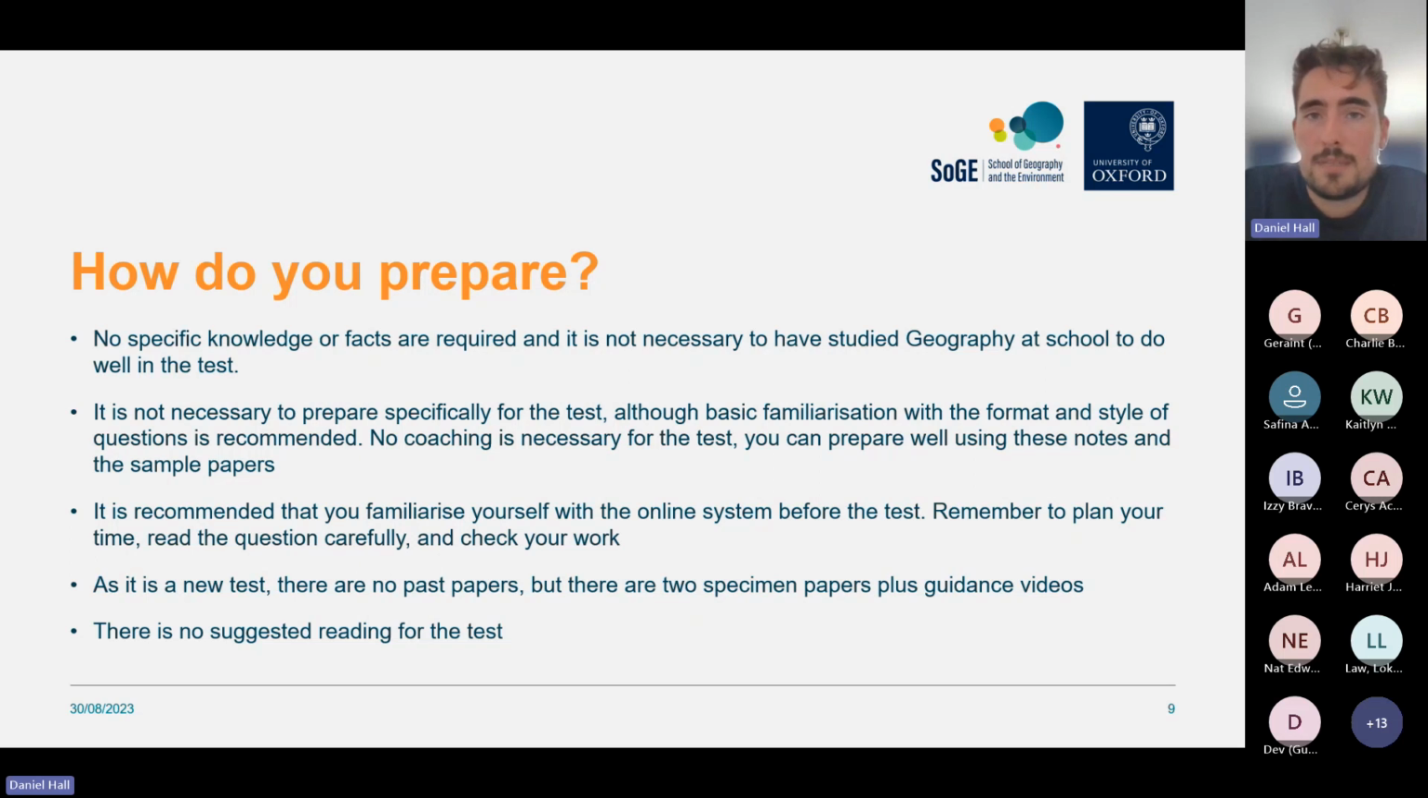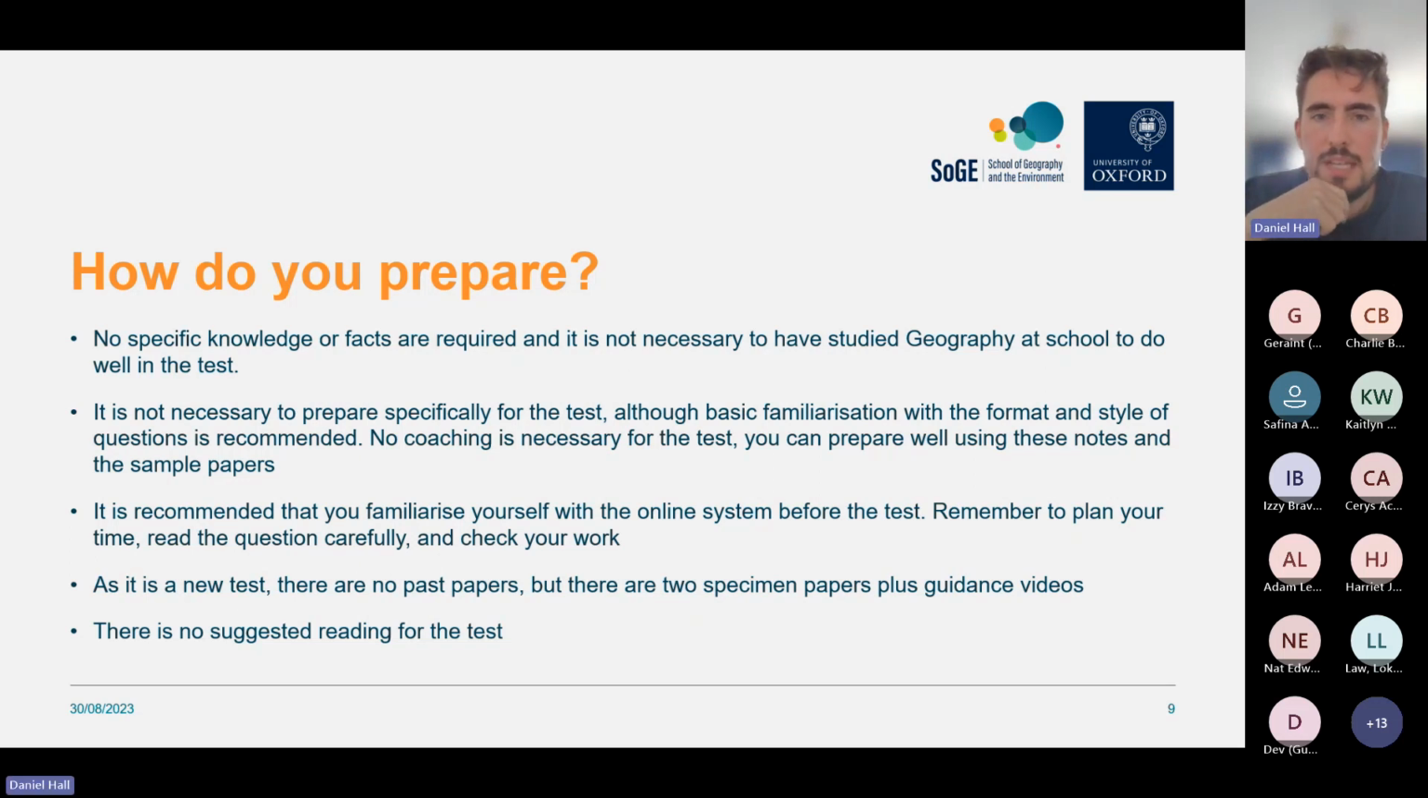As it's a new test, there are no past papers, but there are 2 specimen papers on the website. You will see them under the practice materials tab on the GAT webpage on the university website. So there's specimen paper A, specimen paper B, and then there's solutions A, solutions B. So there are answers with commentary explaining why that is the answer as well.